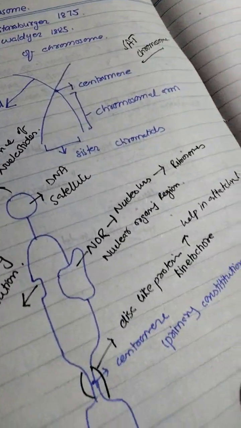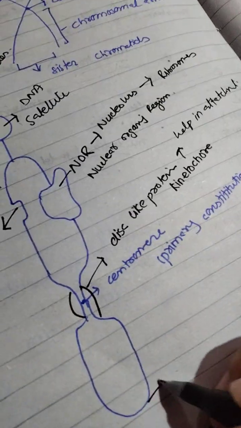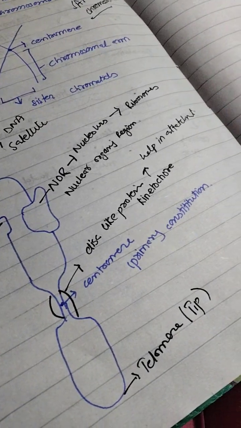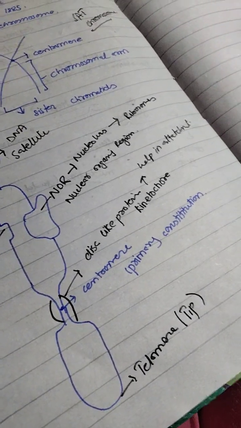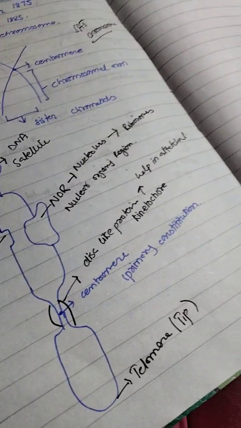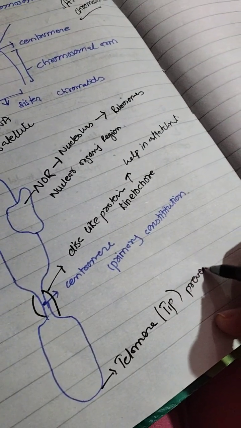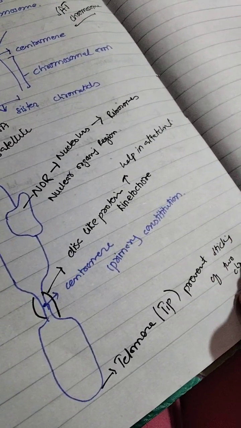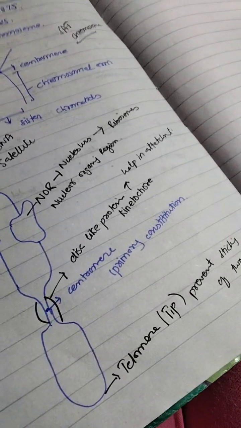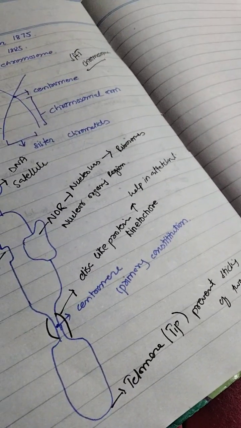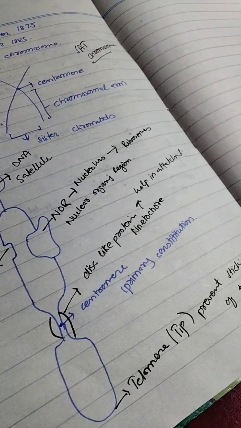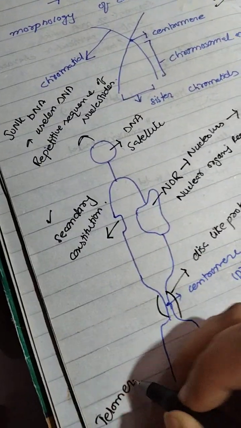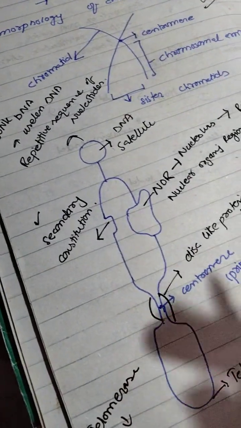Right? Then we have this telomere. The telomere is basically the tip. It helps to prevent the sticking of two chromosomes. But actually with age this telomere is lost, right? So there is an enzyme known as telomerase, which helps to restore this telomere.